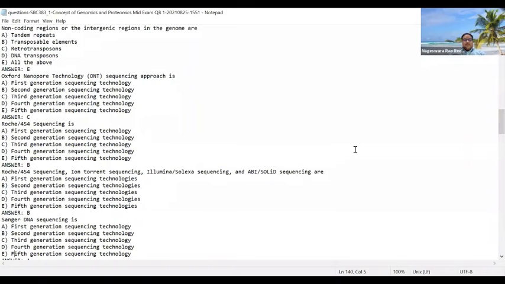The next question is Oxford Nanopore Technology ONT sequencing approach is first, second, third, fourth, or fifth generation technology? Ashrita.